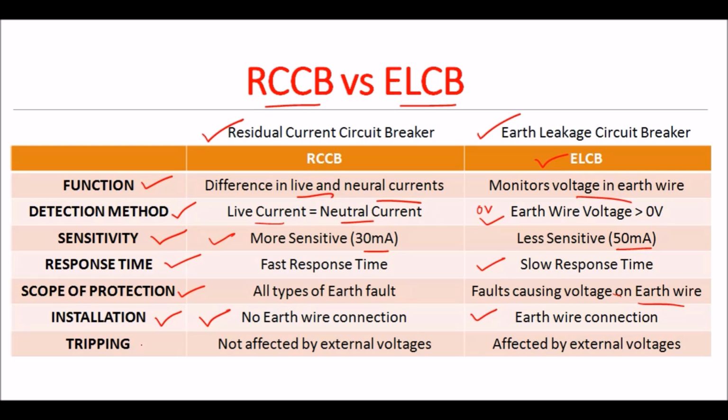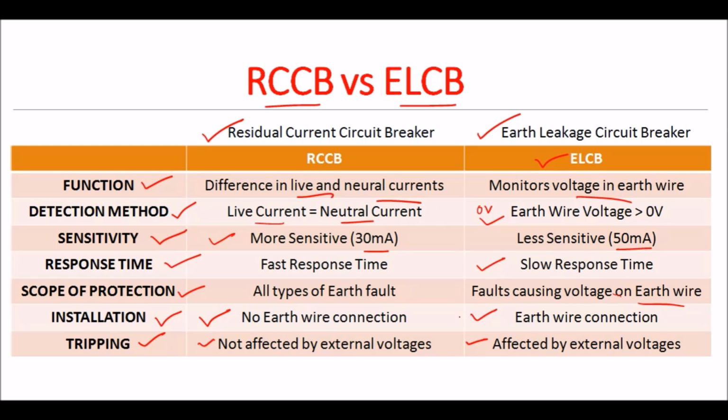Next let us come to tripping. There is less nuisance tripping in the case of RCCB. This is because they are not affected by external voltage or interference on the earth wire. Whereas ELCB is more prone to nuisance tripping due to external factors affecting the earth wire, such as nearby electrical installation or lightning strike.